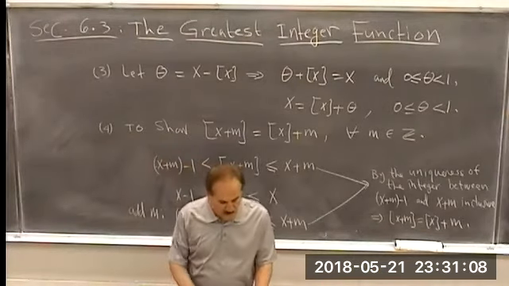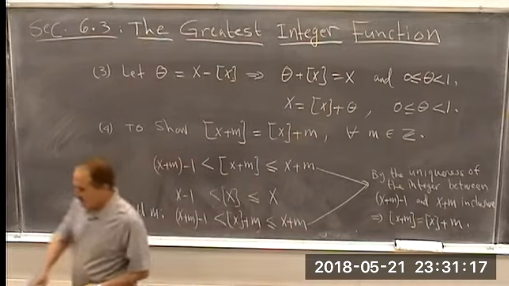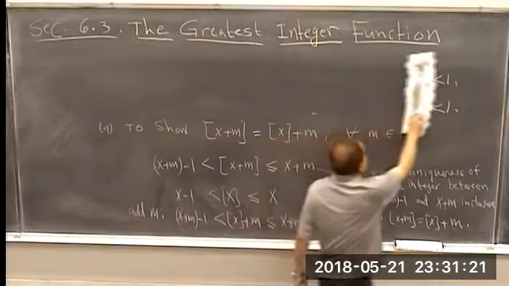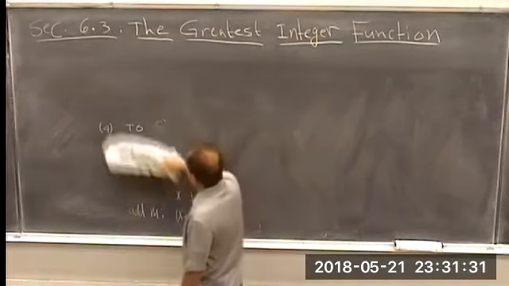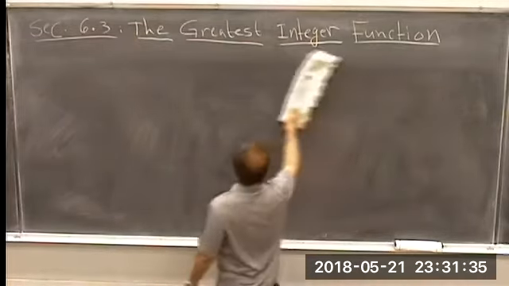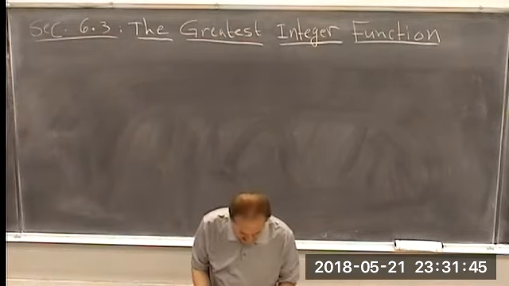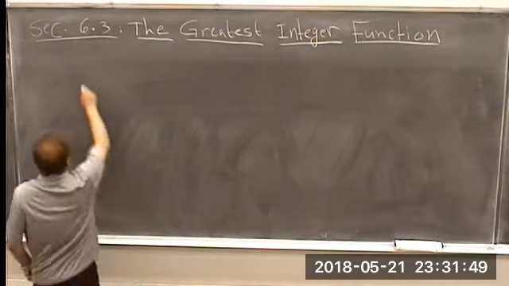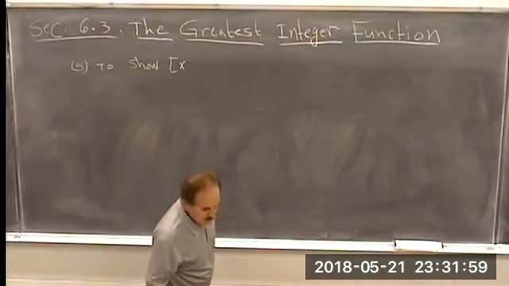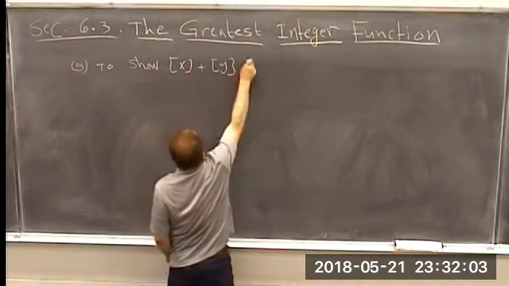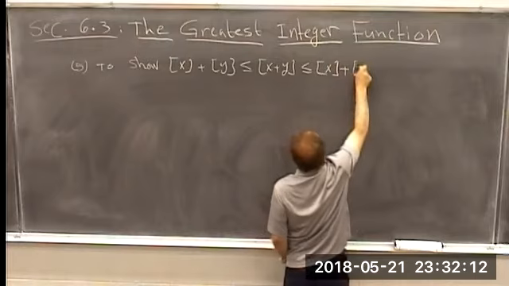All right, let's move on to the next property. And that one is the inequality, okay? So double inequality, we have number five. And for number five, I want to show floor(x) + floor(y) ≤ floor(x + y) ≤ floor(x) + floor(y) + 1.